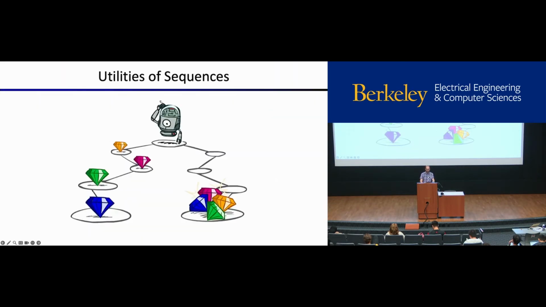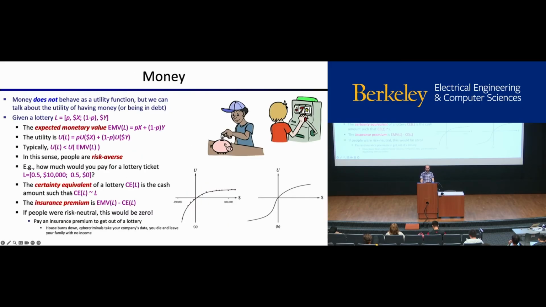So this is a lottery, and this is a lottery, and this is a prize of some amount of money. This is an amount of money. This is an amount of money. That means we can subtract them, and that's called the insurance premium. And if people were risk neutral, this would be 0. So what people do when they're buying insurance is they pay an insurance premium to get out of a lottery that they're in, but they don't want to be in.